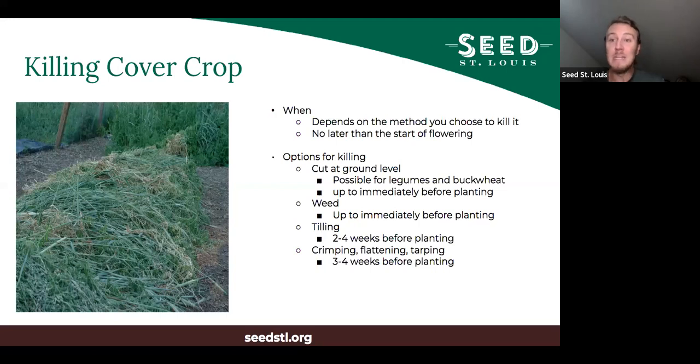You can also weed the cover crop. Just treat it like a weed. You can pull it out of the ground just like you would weeds, and then use it as a mulch or throw it in your compost. And same thing, you can do that right before you would plant.